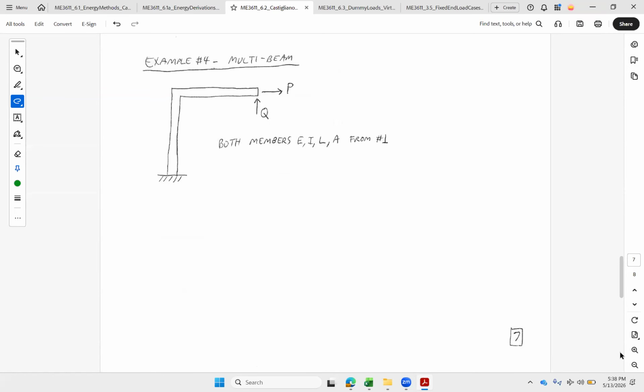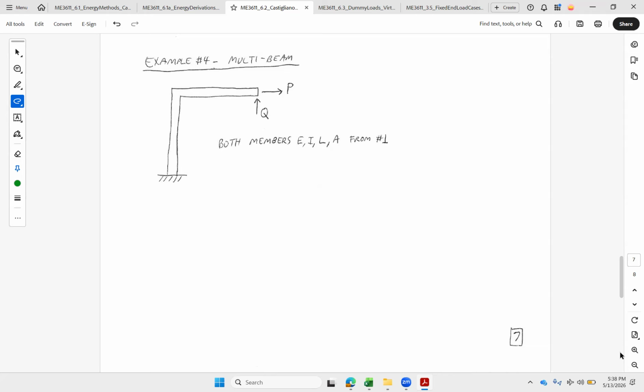Multi-beam example. Now here we're getting into a case where we can't just go to eFunda or the back of the book and look up the deflections for a structure like this. So we're going to have to put it together a little bit. Let's say we've got some horizontal load P and some vertical load Q that we want to work with. So we've got a big structure, and this is with 2, but you could expand it out to 3 or 5 or 10 or however many members you have in the structure.